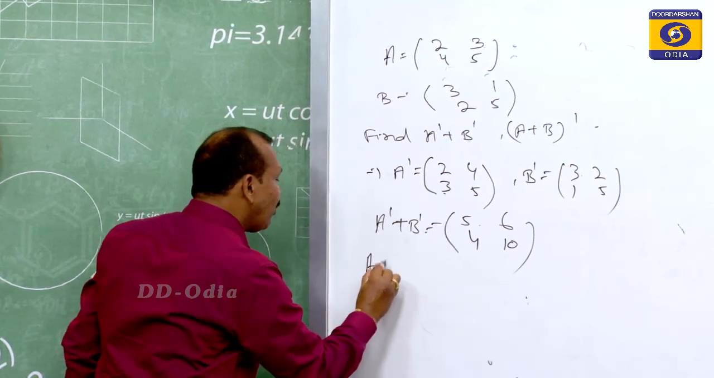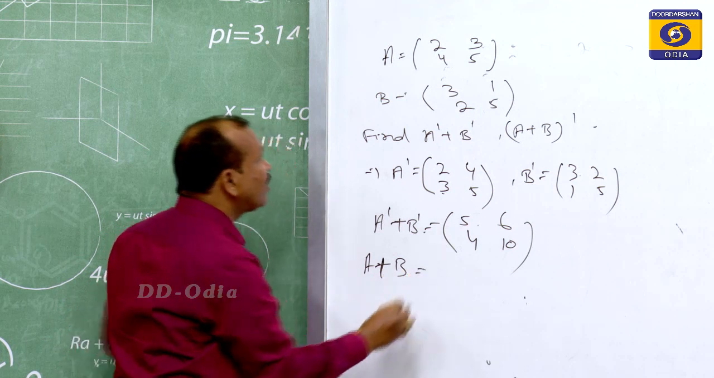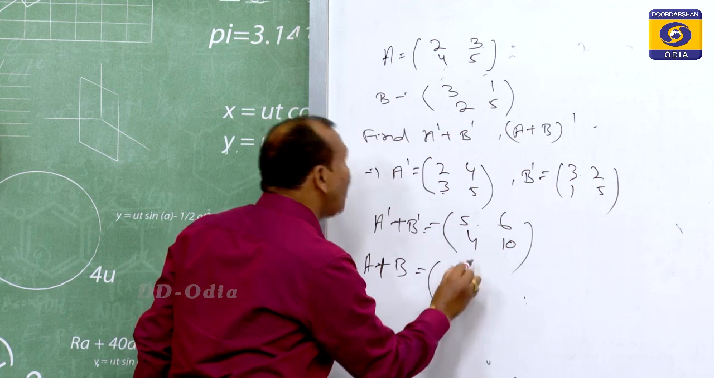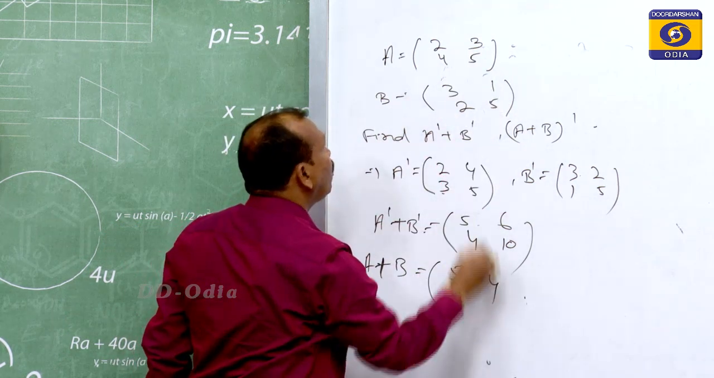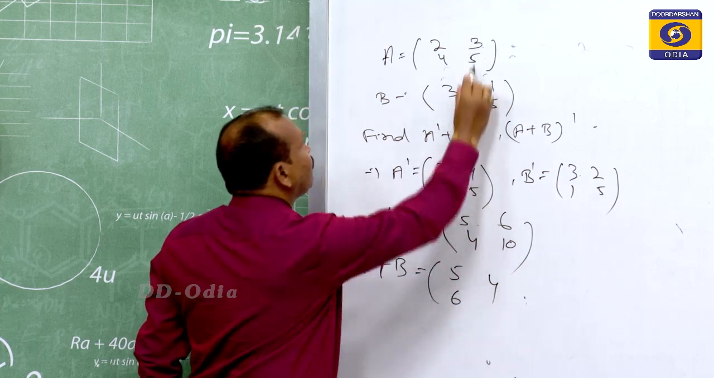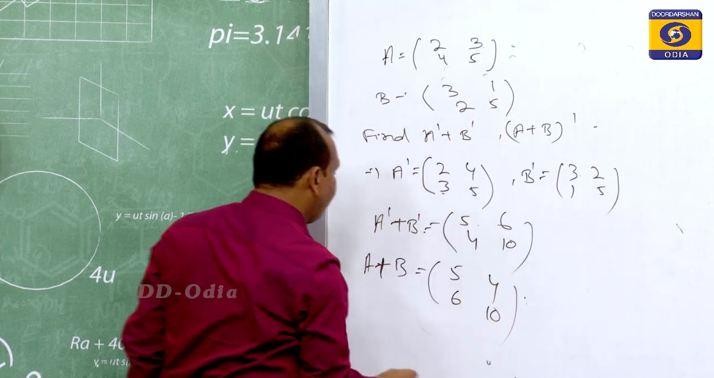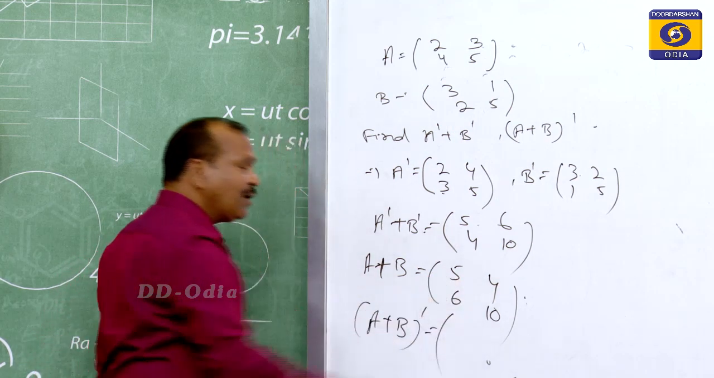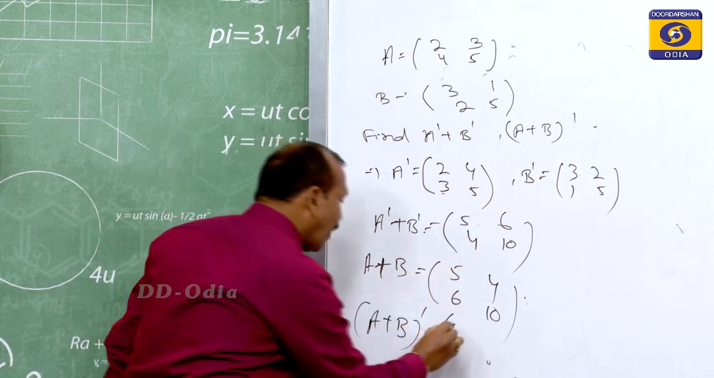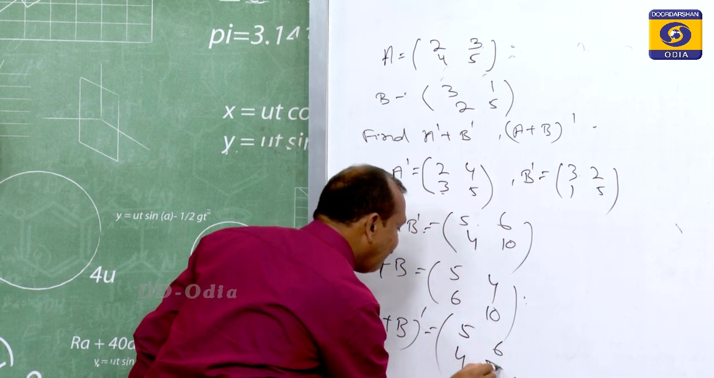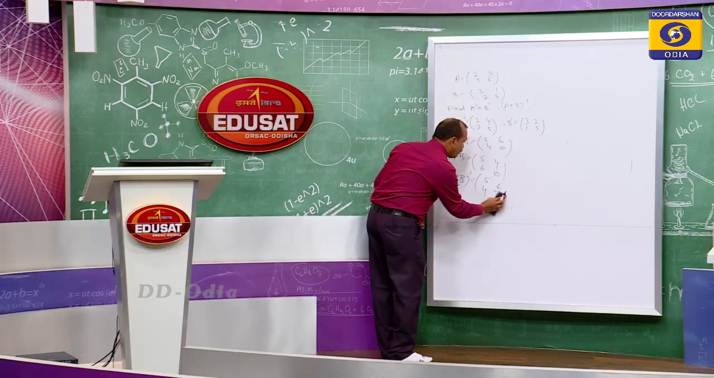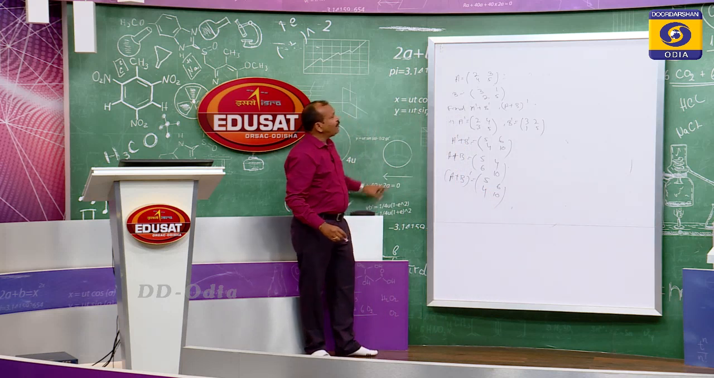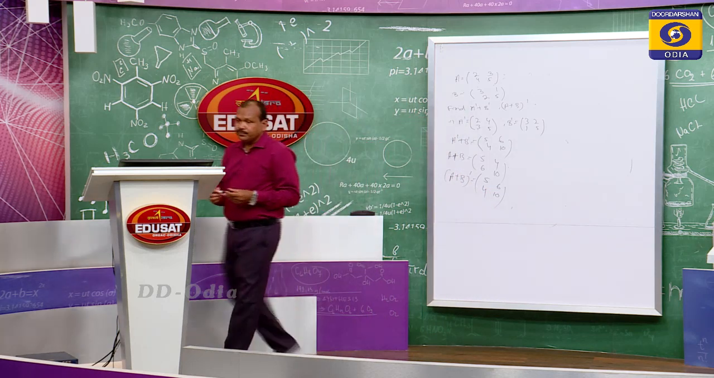Similarly, we have A plus B. A plus B means correspondingly adding the corresponding elements. So 2 plus 3 is equal to 5, 3 plus 1 is equal to 4, 4 plus 2 is equal to 6, 5 plus 5 is equal to 10. So (A plus B) dash becomes, now changing rows and columns, 5, 4, 6, 10. Similarly, we can find A, B dash, etc. easily.